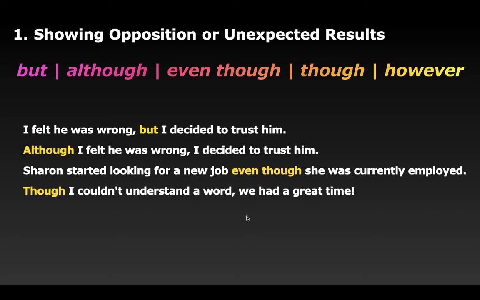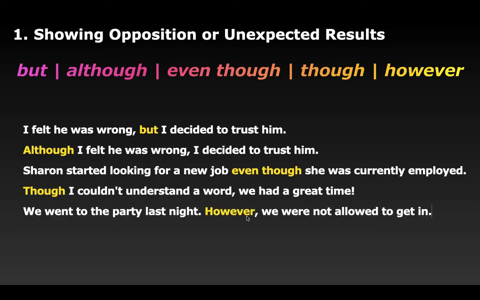unexpected result. Another connecting word that we use for opposition or unexpected result, and that is however. So we went to the party last night. However, we were not allowed to get in. There you go. So this is something very familiar to us, right? However is something we use all the time. It is the same meaning as but. So basically you can substitute however for but.